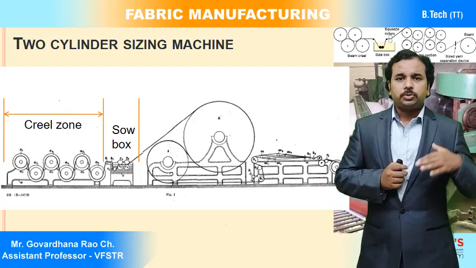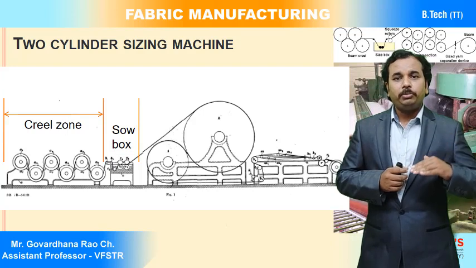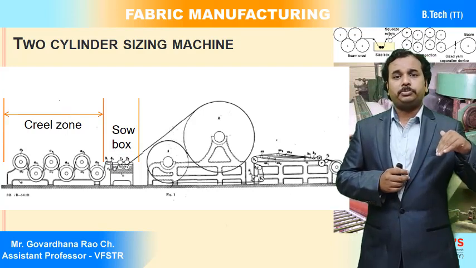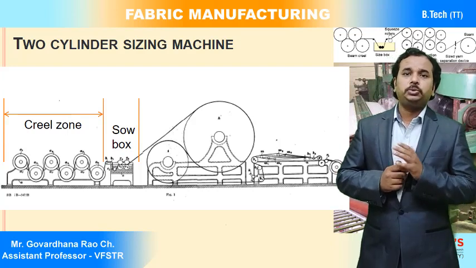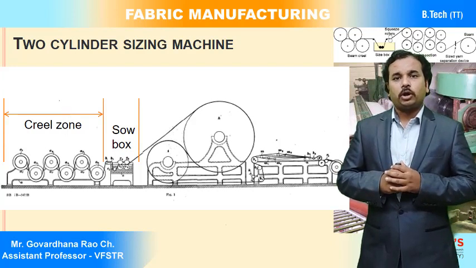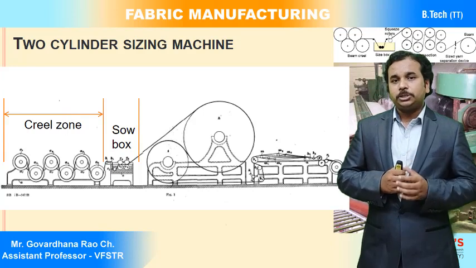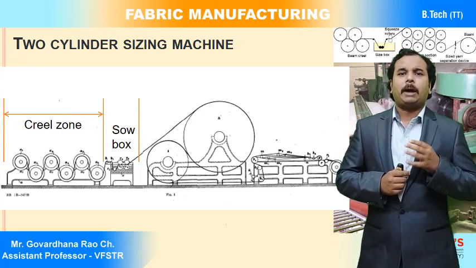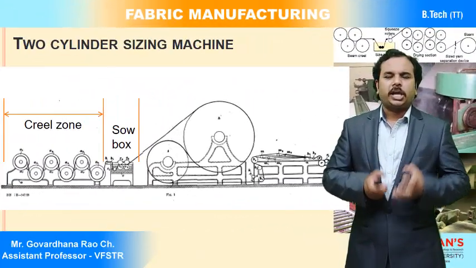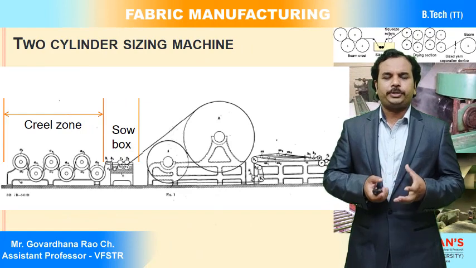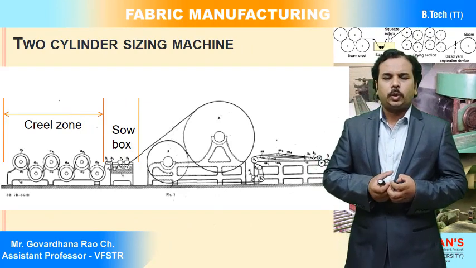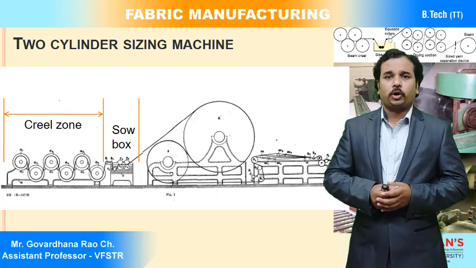Through this sow box the warp sheet flows, and it is taken through the size paste so that the size paste is applied onto the warp sheet. Of the size paste applied on the warp sheet, the excess amount can be squeezed out into the trough of the sow box.